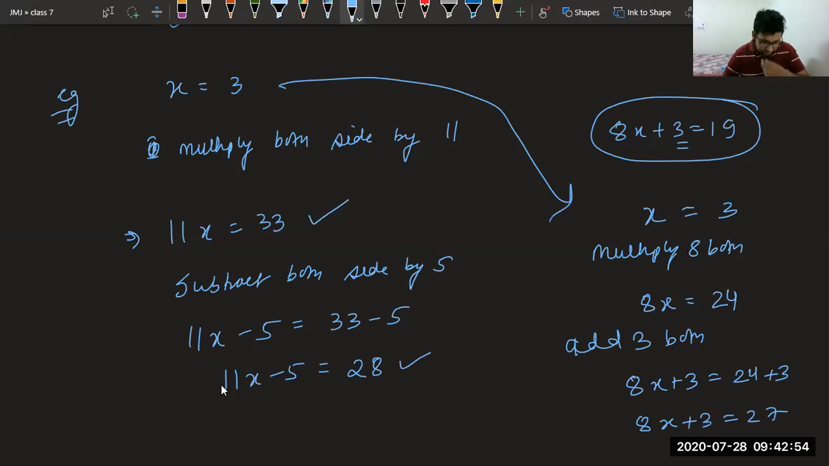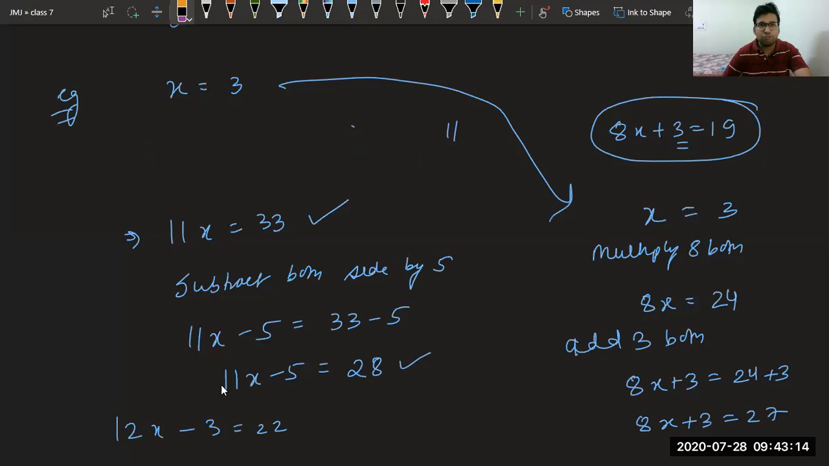Okay. Rishi is asking 12x minus 3 equal to 22. Is it correct? Let me check. 12 threes is 36. No, not correct, beta. Let me tell you how. You have done this thing. One second.